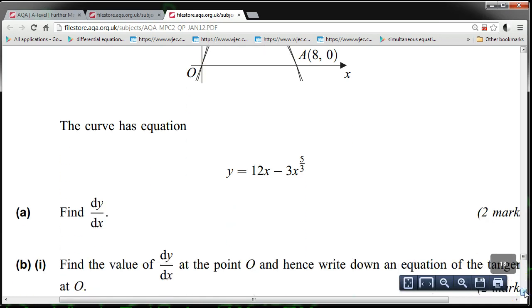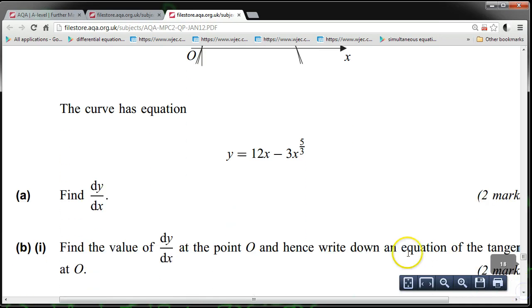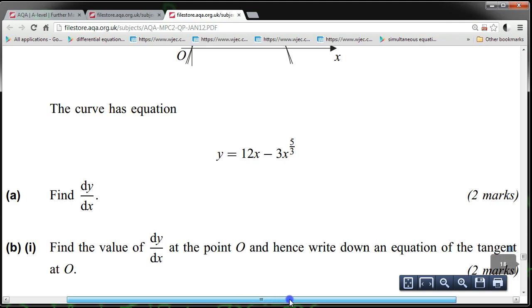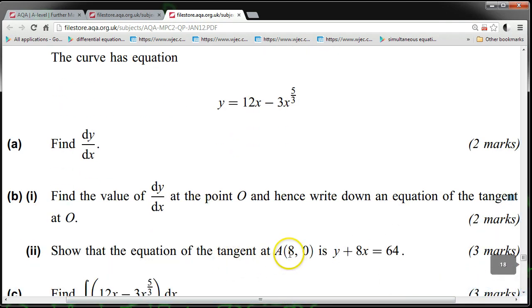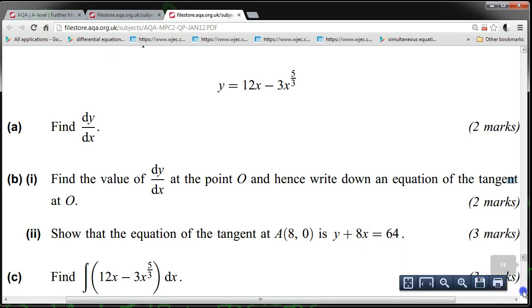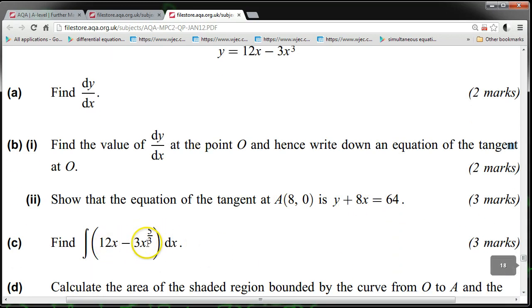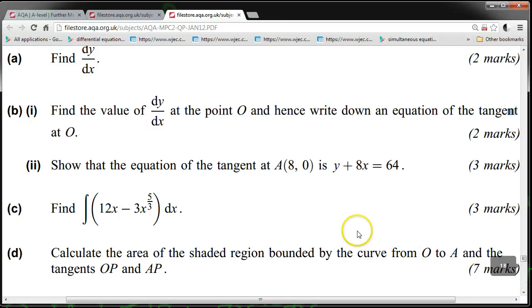Find dy/dx. Find dy/dx at O, and hence write down the equation of the tangent at O. Show that the equation of the tangent at A is y plus 8x equals 64. Find the integral of this dx. Calculate the area of the shaded region bounded by the curve from O to A, and the tangents OP and AP. Okay, that's the question then.